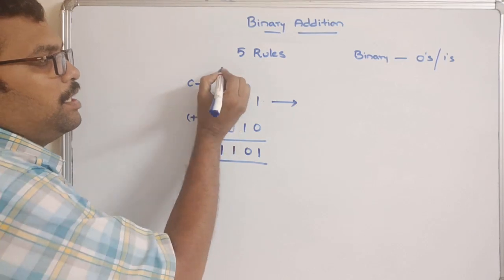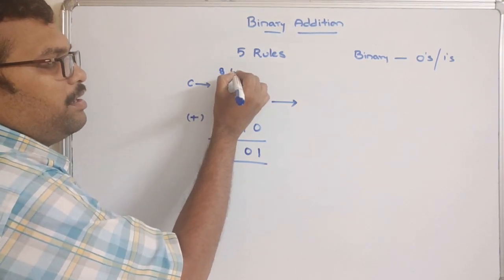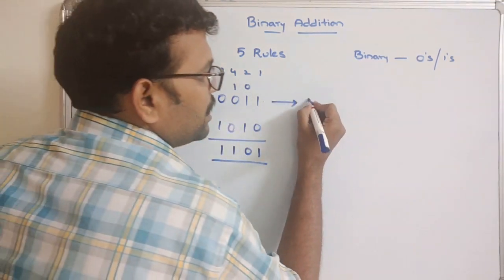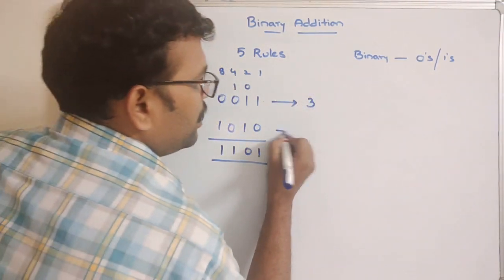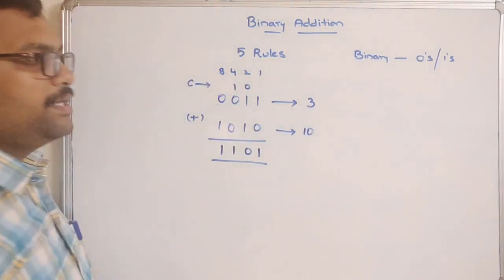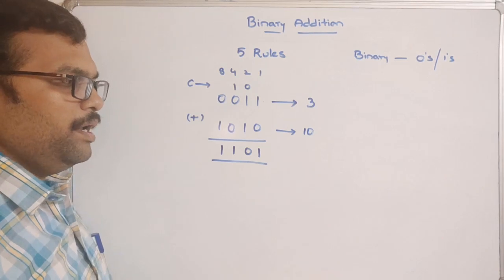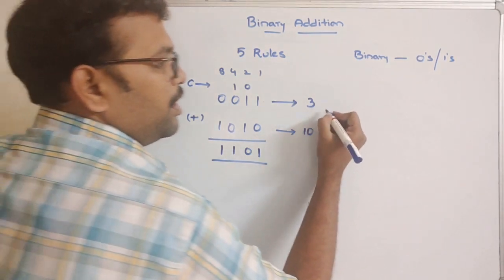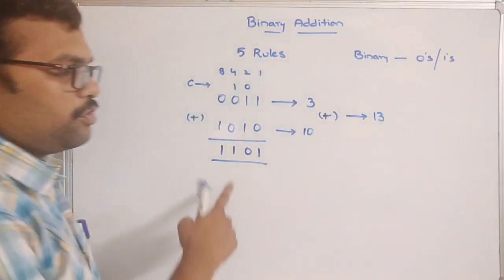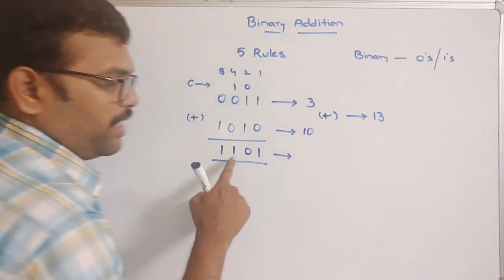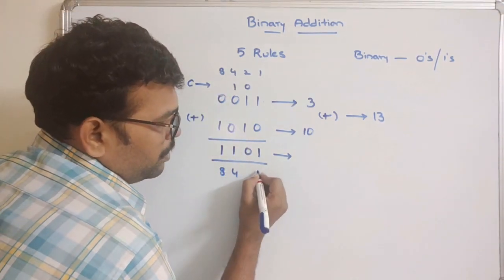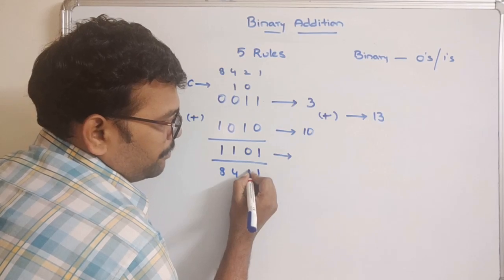Decimal representation. Let us take the representation 8, 4, 2 and 1. So these two bits are 1, so the decimal value is 3 for this one, and for this one the decimal value is 8 plus 2, it's a 10. Right? So totally, if you perform the addition, what will you get? 13. So what is the decimal representation of the result? So 8 plus 4 plus 1.